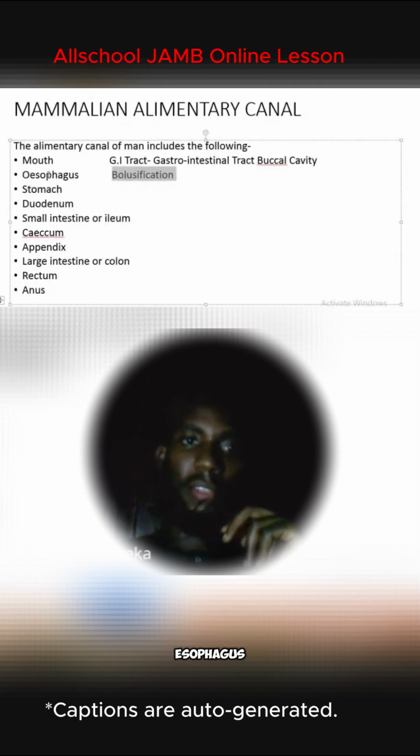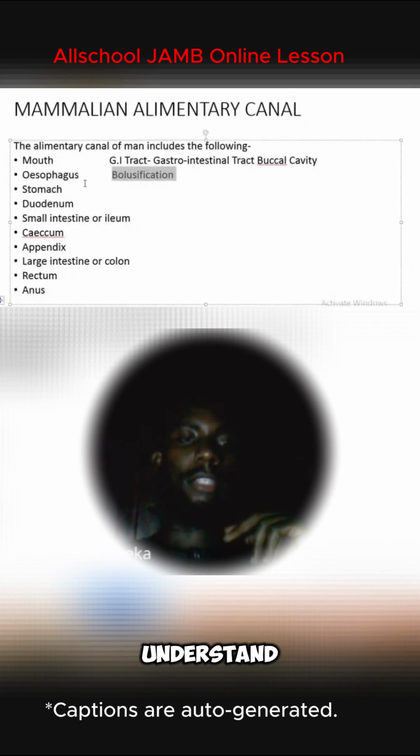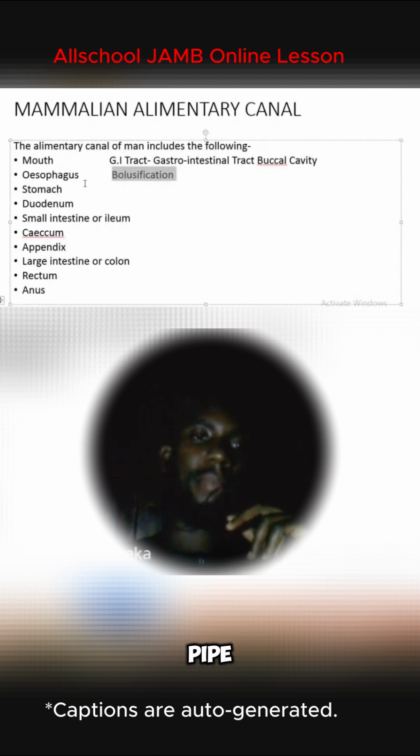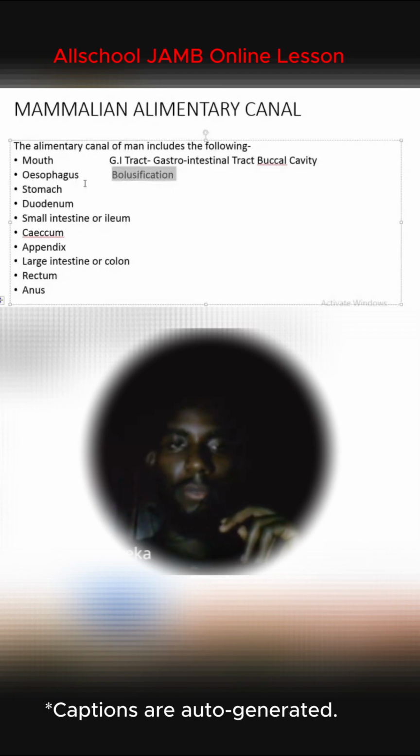Then going further, we have the esophagus. How do I break it down for us to understand? It's more like a pipe that connects the mouth and the stomach. When you ingest food, it enters the mouth and gets to the stomach, and getting to the stomach, it passes through a small pipe. That small pipe is what we call the esophagus.